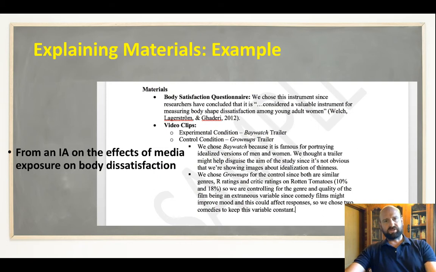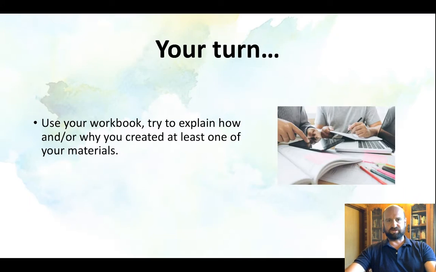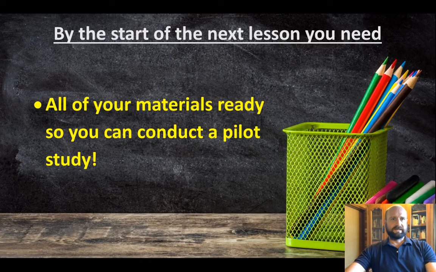So here's an example just copied and pasted from the body dissatisfaction questionnaire, from the example IA, and they can have a look at this. I also like this example because they can't copy straight from it, because it's unique to this experiment. Then I would just get them to have a chance to write in their notes an explanation and get that checked. And hopefully that's what they've done in that lesson.